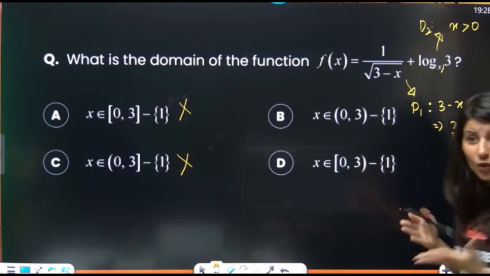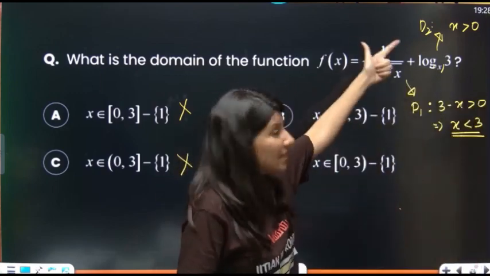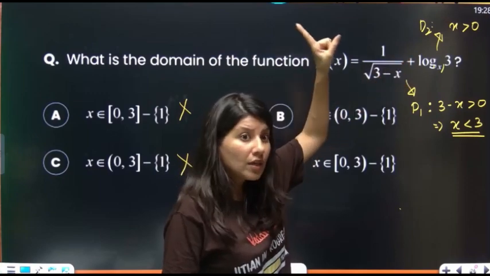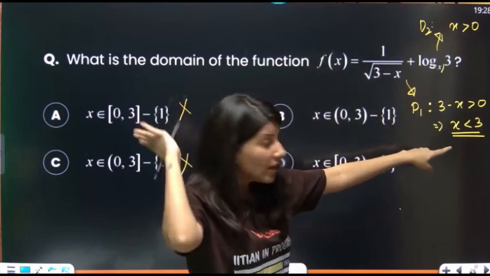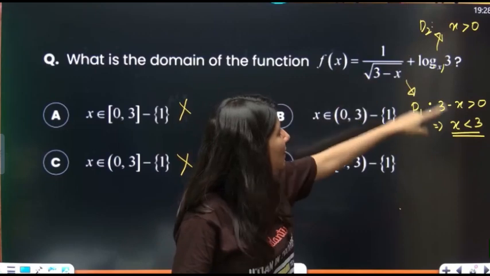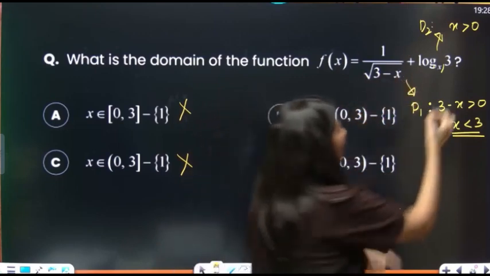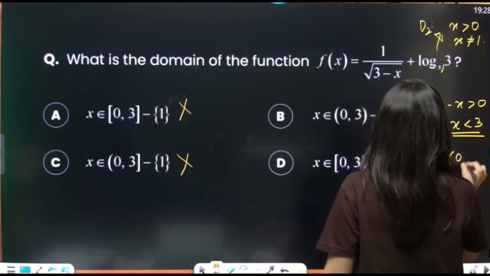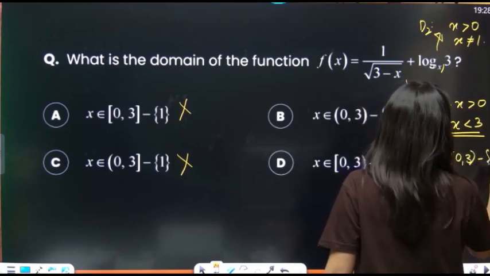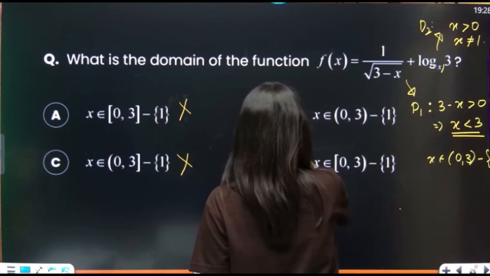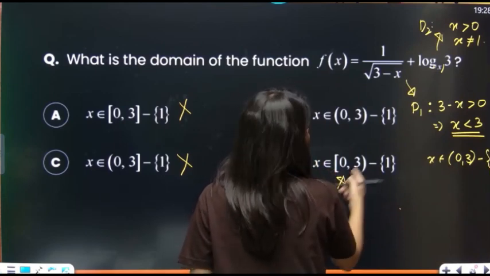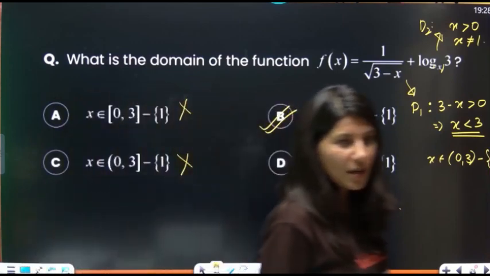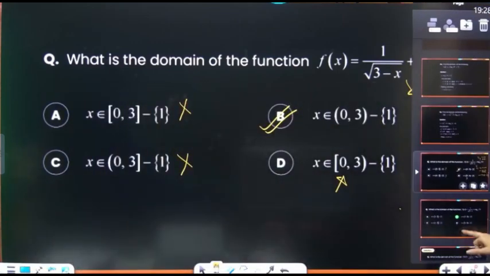So we need to accept D2's condition as well, that x can only be positive. But this is saying no, I am very rigid, x can be less than 3. So x will lie between 0 and 3, and x cannot be 1 as well. So x belongs to 0 to 3, open, except 1. 0 cannot be the value, you can't put 0 over here. Base cannot be 0. So very easy question. B option, absolutely correct.